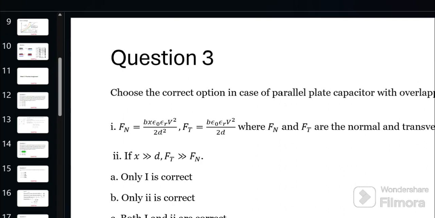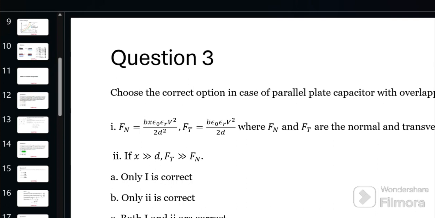So moving to the third question. These are the type of questions which you can expect in exams more than anything else. Here we are given two statements. One is the formula for a normal force and a tangential force, and the second is a condition that if x is way greater than d, tangential force will be greater than normal force.